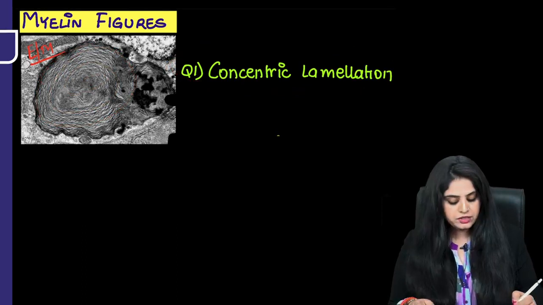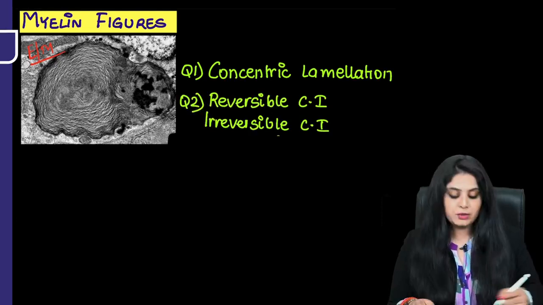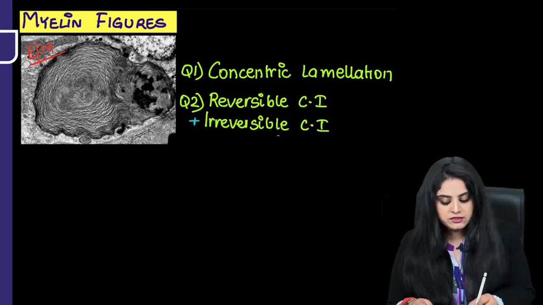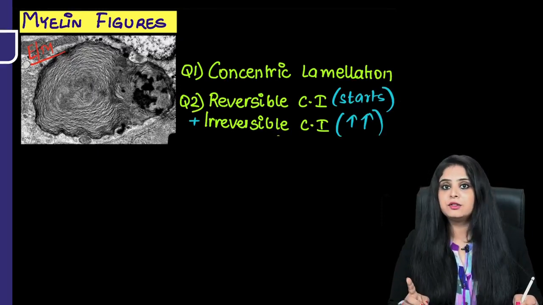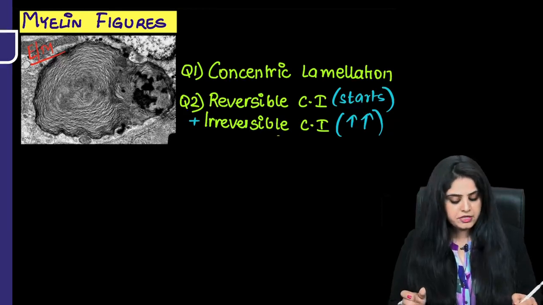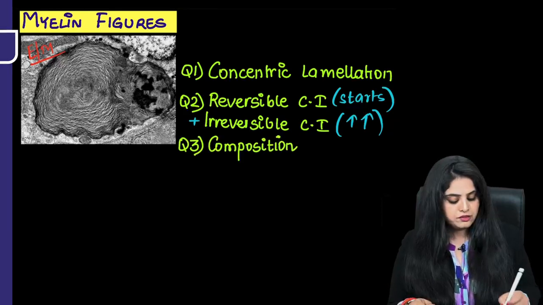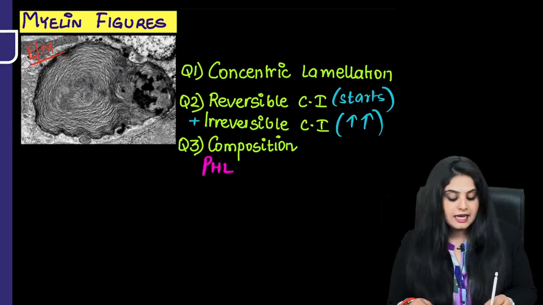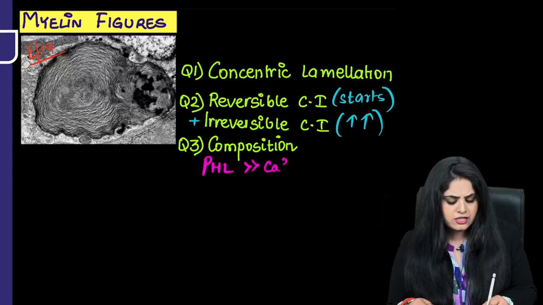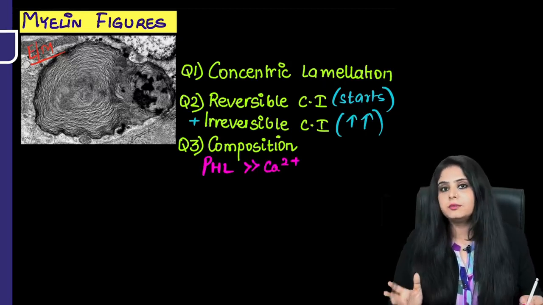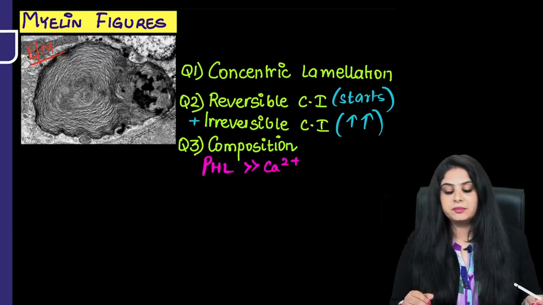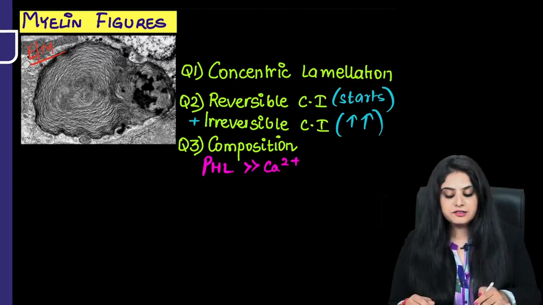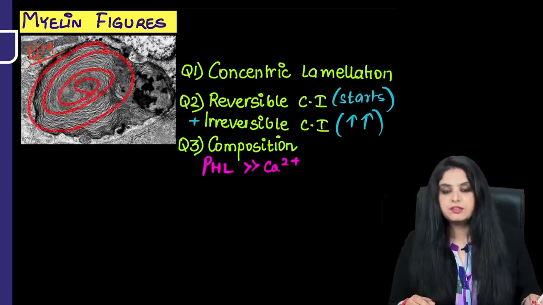Where do you see it? You see it in 2 injuries, that is reversible as well as irreversible injury. Please remember that it starts in reversible cell injury and it increases in irreversible. So it's seen in both. That's also a PYQ. But what is it made up of? It is made up of 2 things. So first, primarily it is made up of phospholipids if a question comes, and above that a little bit of calcium is also there. So both phospholipids and calcium, but primarily phospholipids. That is it about myelin figures, the first picture, which is a round and round concentric lamellations.